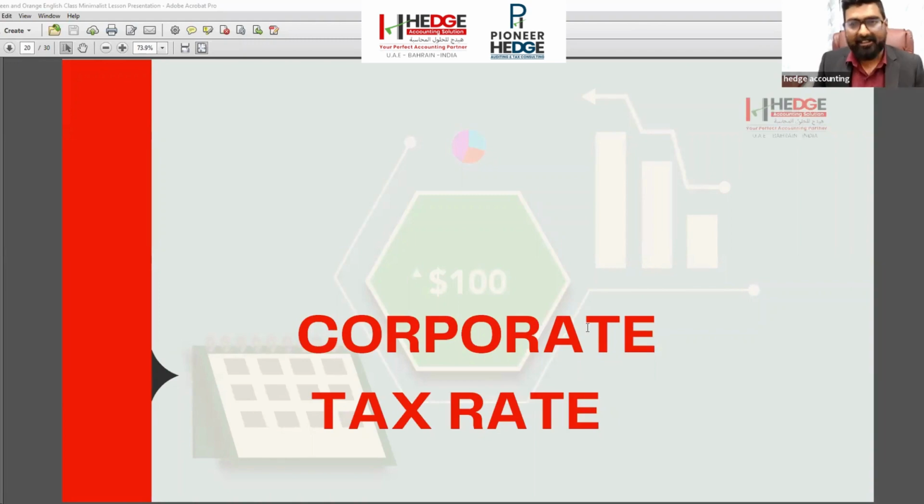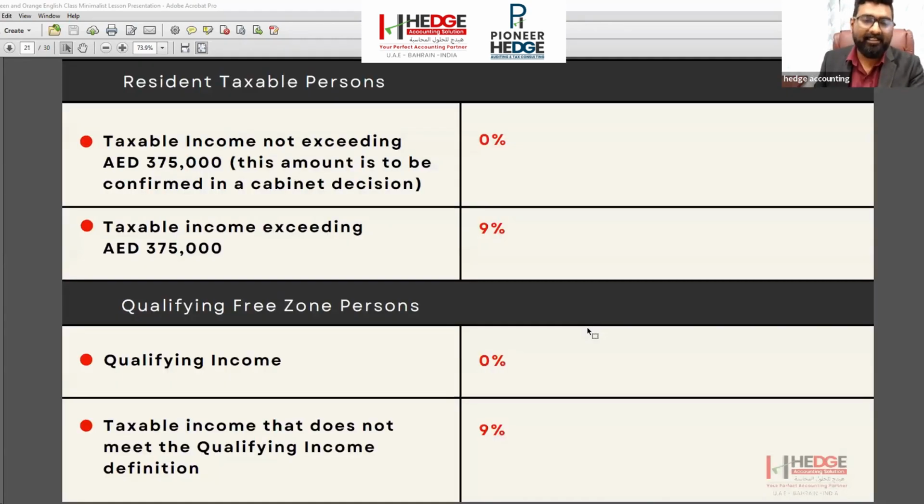As he already discussed, the tax rate specified in the law is 9%. How it is calculated, we will understand through an example. For example, if your net profit after all the expense deductions comes to 400,000, the tax will be calculated like this. For the first 375,000, there will be no tax at all. That will be calculated at 0%. The next 25,000 will be calculated at 9%. On this 25,000, it will come to around 2,250. That will be your tax for that relevant accounting period.